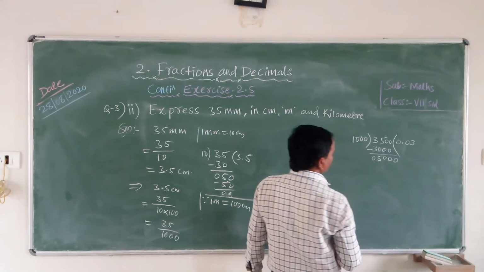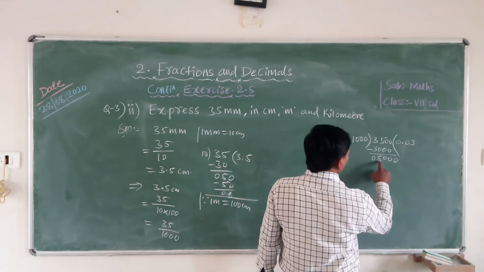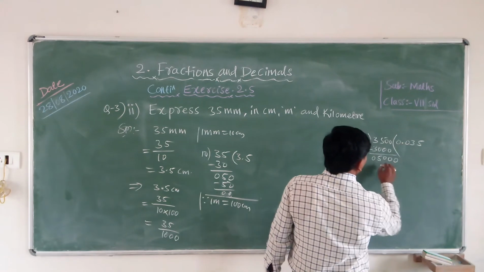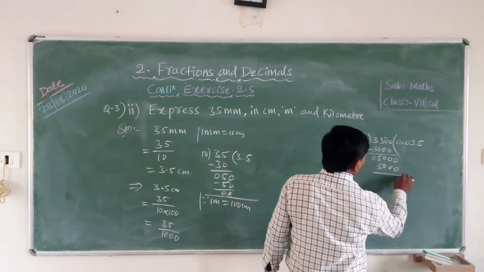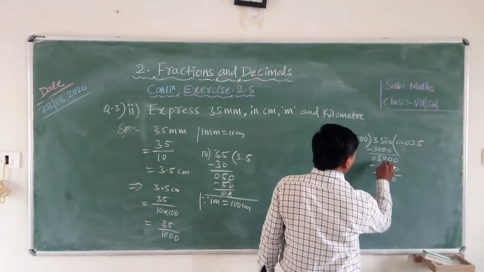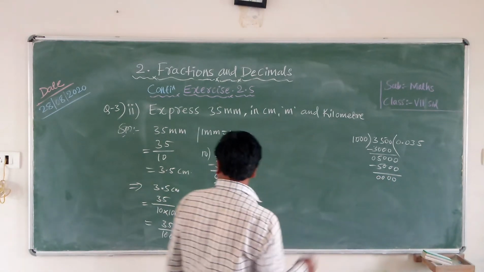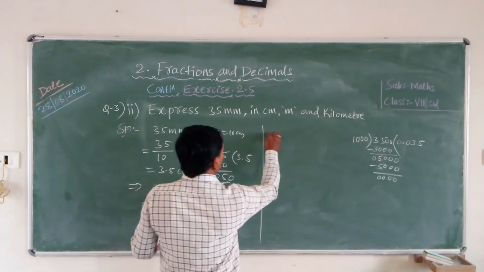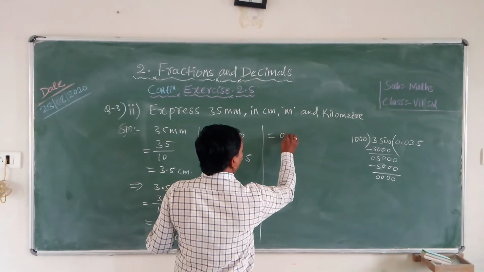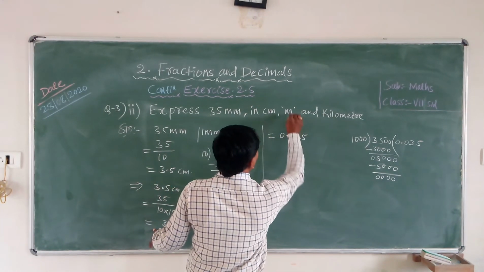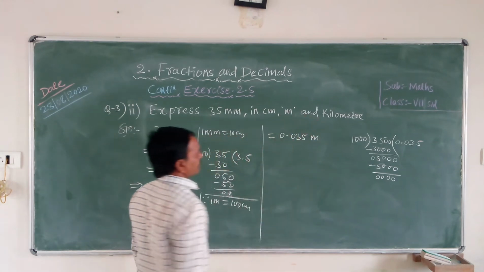Now again take 0. Don't take 0 here. So now what? 1000 5s are 5000. So minus 0 0 0, 5 minus 5, 0. So this one is equal to 0.035 meter. So this is meter.